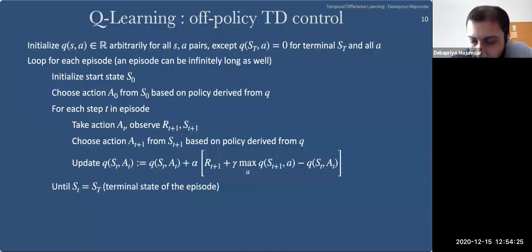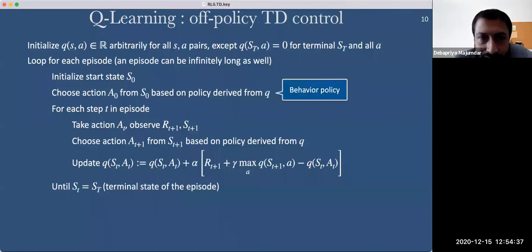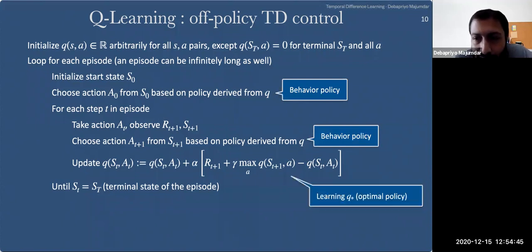So let's look at the pseudocode again. This is the off policy TD control. The only difference from SARSA is this portion. This is based on our behavior policy, choosing the actions based on our behavior policy. But we are actually trying to learn Q star. So that's what we're doing.